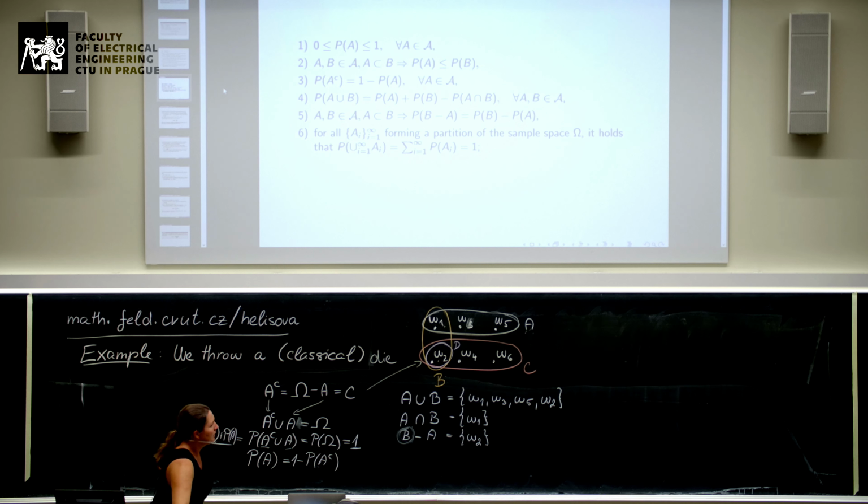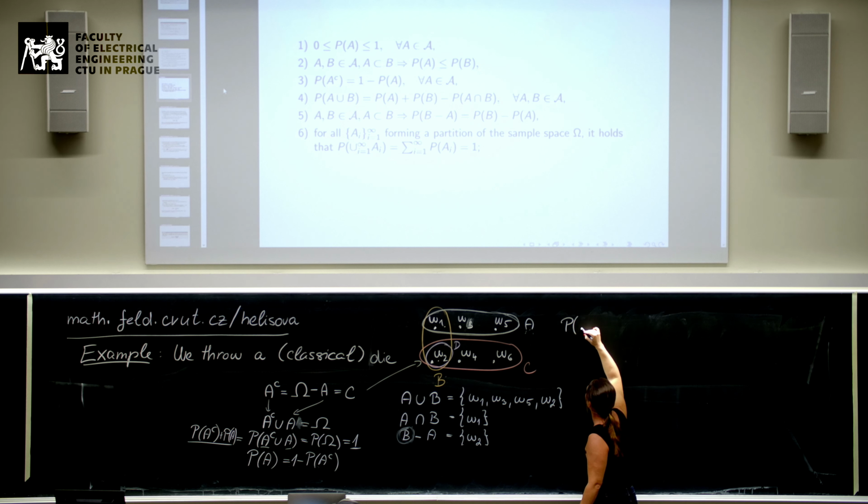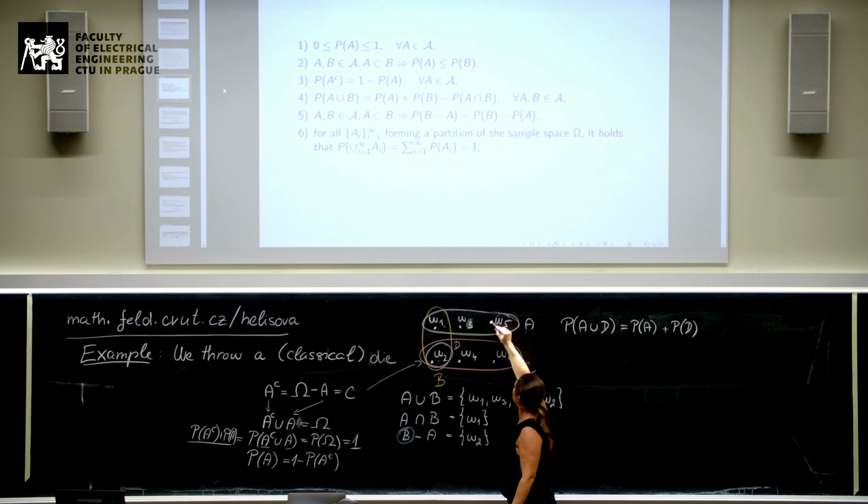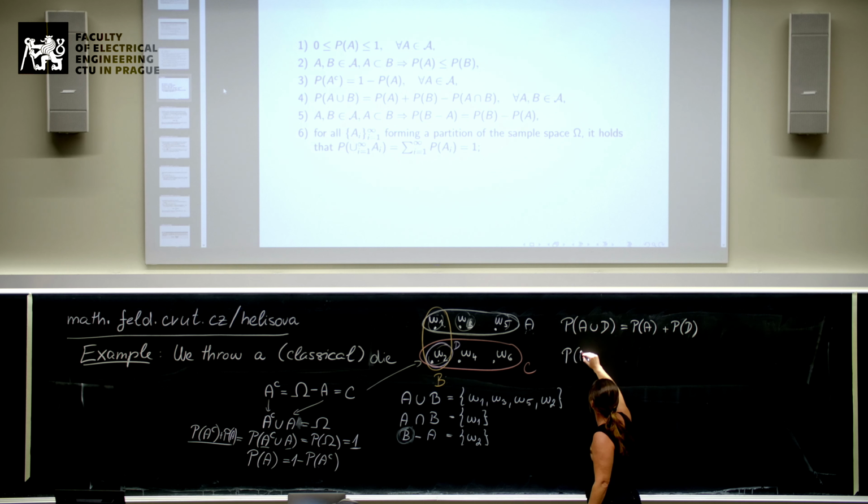So, as I said, the probability of the union of disjoint events can be calculated as the sum of the probabilities of the concrete events. So, for example, when we calculate the probability of A union D, it can be calculated as the probability of A plus the probability of D, because the probability of A is again given by the sum of the probabilities of its elements, and when we add the set D, we add the probability of the elements of D.